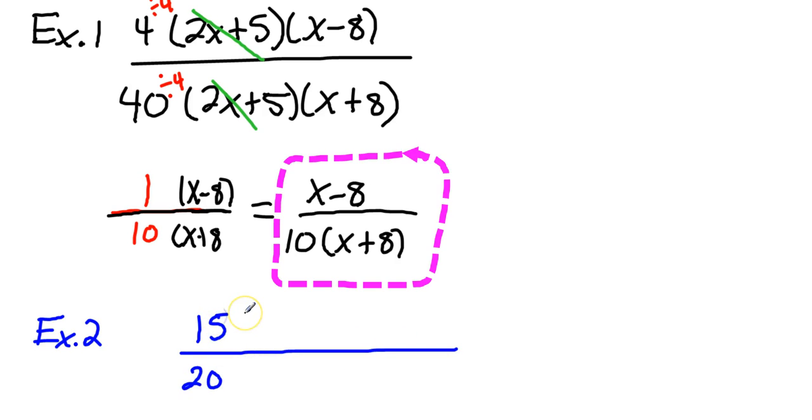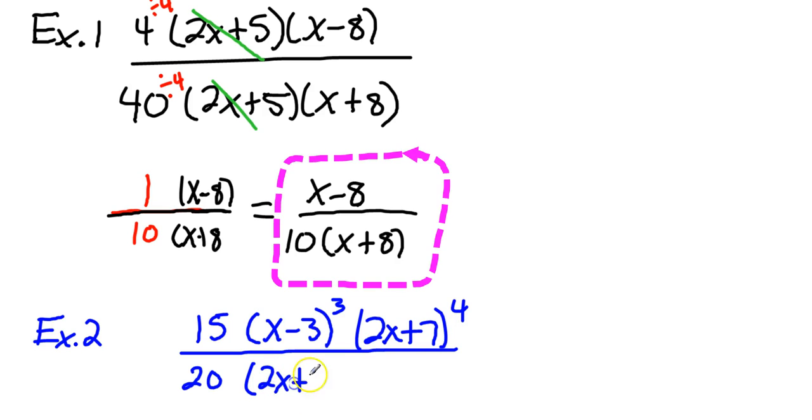Okay, for example 2, almost the same thing, just a little bit different. Let's go with 15 over 20, x minus 3 to the third, 2x plus 7 to the fourth, and on the bottom we're going to have a 20, a 2x plus 7 squared, and an x minus 3 to the 7th.